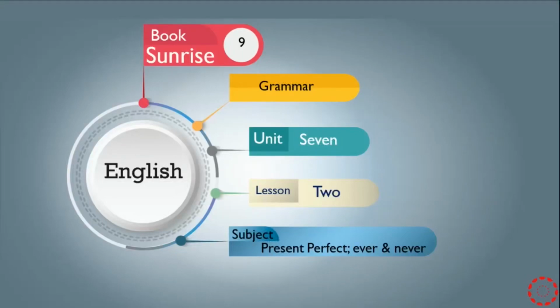Dear student, in Unit 7 Lesson 2, I'm going to talk about present perfect with ever and never. In previous lessons, I talked about present perfect in general and with already and yet and for and since. Now I'm going to talk about it with ever and never. Let's see what the present perfect with ever and never is.